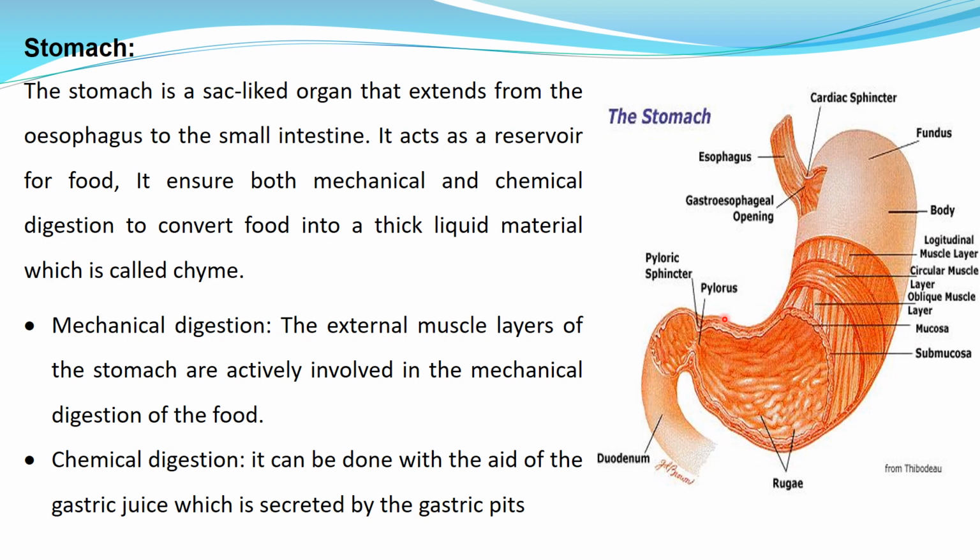Both the mechanical and chemical digestion can be seen within the stomach, because the wall of the stomach is made of a powerful muscle. The fibers are arranged in a circular, longitudinal and oblique direction.